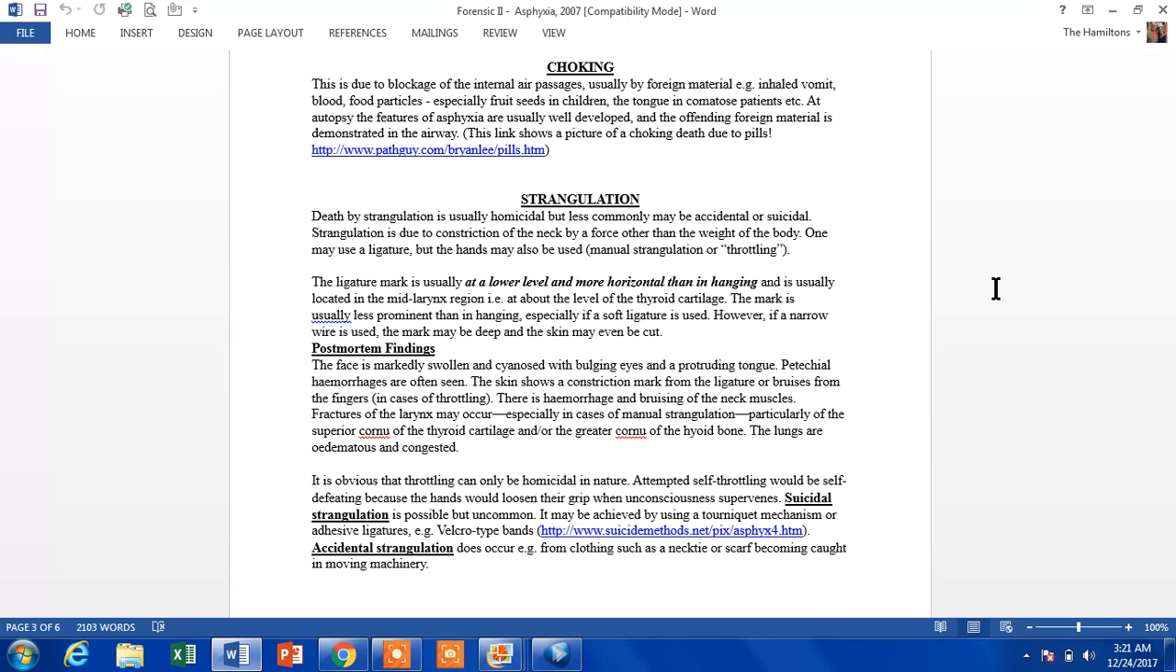Post-mortem findings. The face is markedly swollen and cyanosed with bulging eyes and a protruding tongue. And I'm pretty sure this is one of the reasons why this email got sent to me. Because on the footage, when they wheeled Kanika out of the freezer, if you zoom into the footage, her eyes are completely bulged, okay?